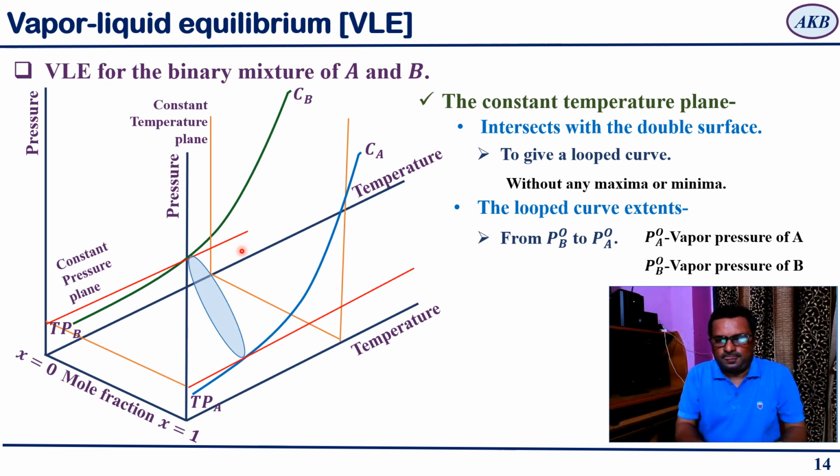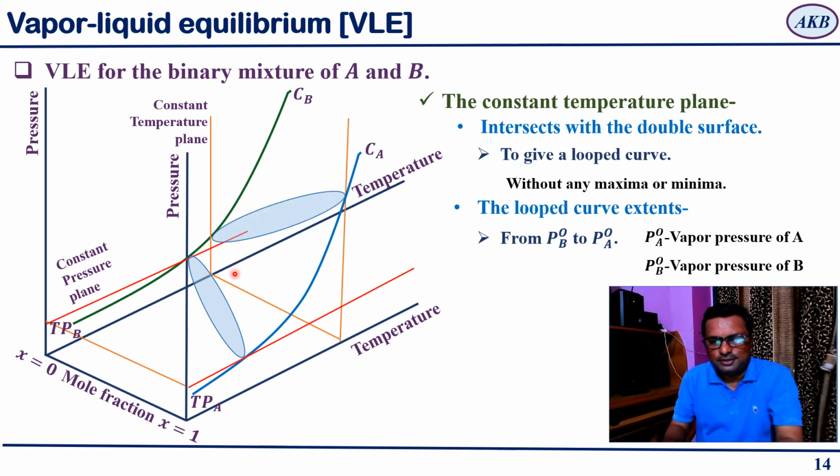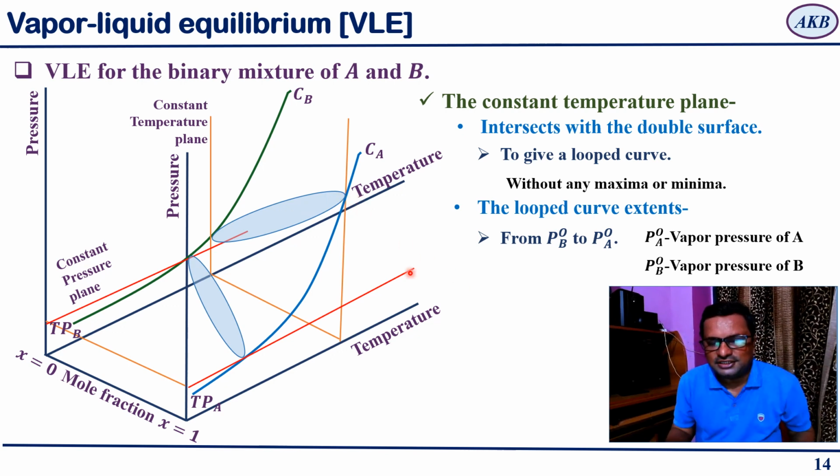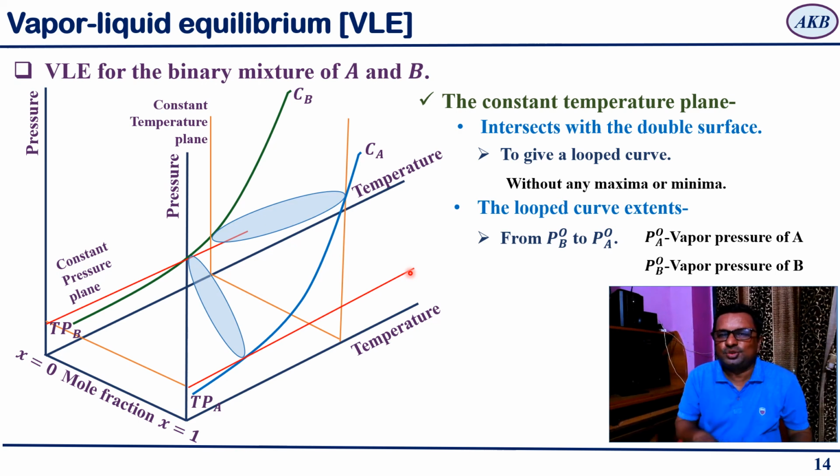So with this I end my discussion for this lecture. We will continue with this. Before that, let me show you the loop curve. The loop curve obtained using the constant temperature plane. We have said that it extends from PB naught, vapor pressure of pure B, to vapor pressure of pure A. So in my coming lecture, I'll be talking about these two equilibria: constant temperature equilibria and constant pressure equilibria.